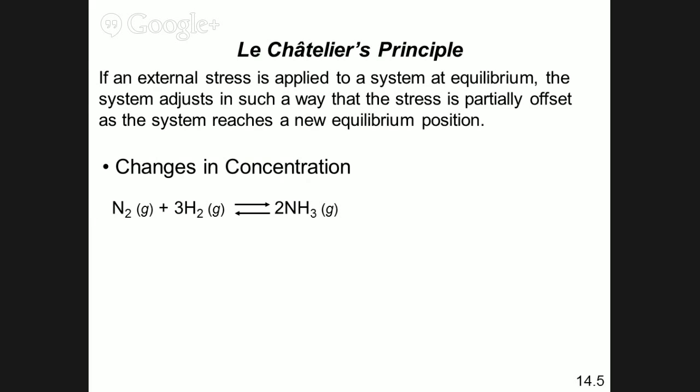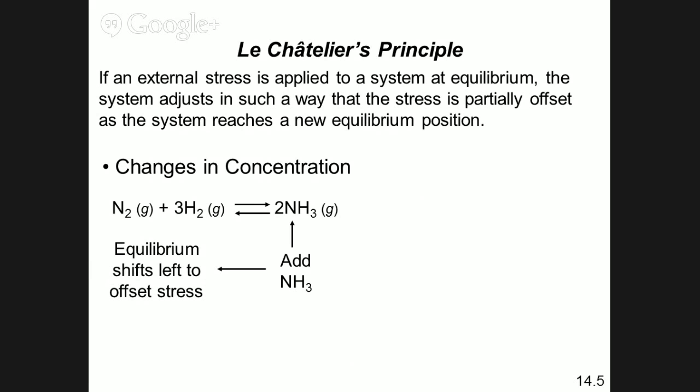So, for example, we have nitrogen and hydrogen gases that combine to make ammonia gas. Now, let's suppose we added some more ammonia to the system. It was at equilibrium, but now we've stressed it by adding some more ammonia. Le Chatelier's principle says basically we're going to increase the reverse reaction. We're going to try to get rid of some of that extra ammonia, end up making more N2 and H2.